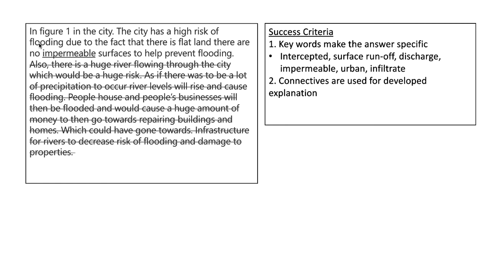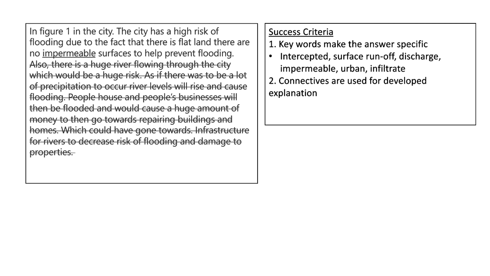So the start here is good. In figure 1, the city has a high risk of flooding due to the fact there is flat land and no impermeable surfaces to help prevent flooding. So you're starting off the answer along the right lines here. But in a city, there are more impermeable surfaces. So there's just been a slight confusion between permeable and impermeable here.